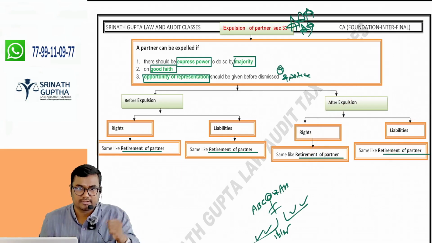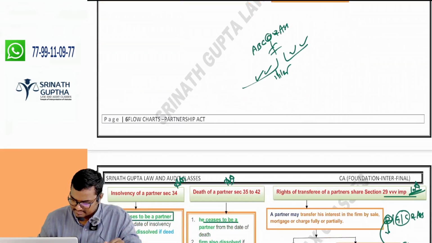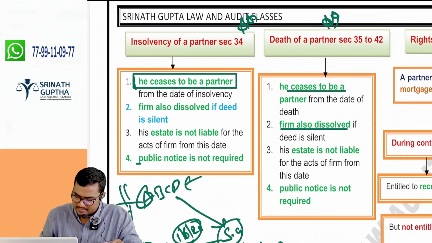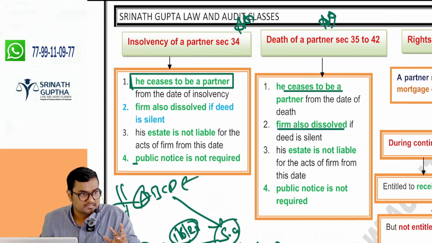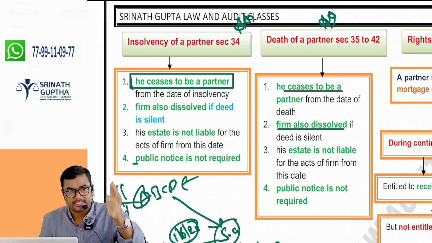Expel means we are forcefully removing him because of his unlawful activities. Next, insolvency of a partner. Insolvency and death are both the same, and retirement and expulsion are both the same.